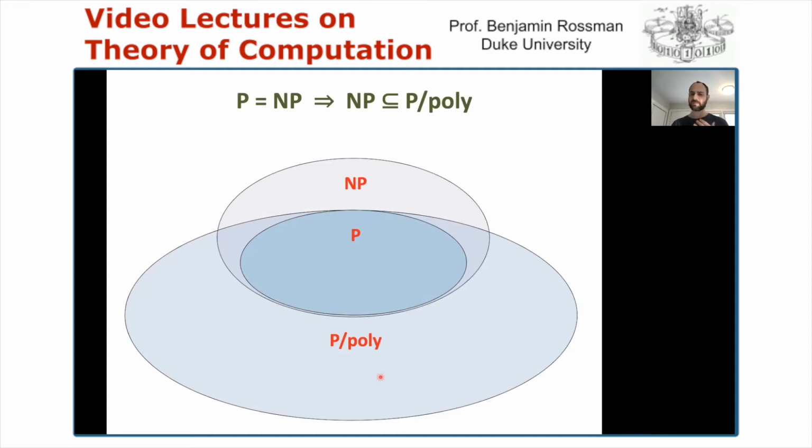Okay. So we know that P/poly is not contained in NP, but what about the converse? Is NP a subclass of P/poly? Well, we can observe that if P equals NP, then indeed NP is a subclass of P/poly. And the contrapositive is that if NP is not contained in P/poly, in other words, if NP languages do not have poly-size circuits, then P is different from NP.